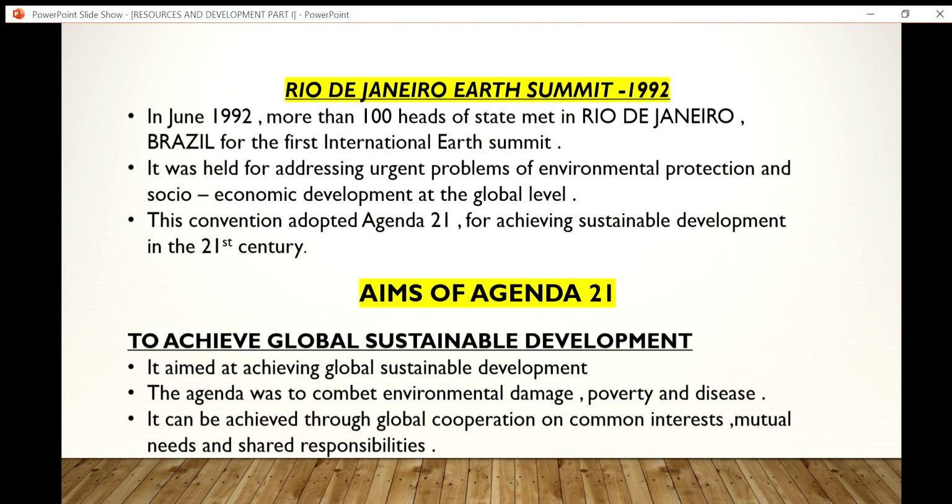So, what are the aims of Agenda 21? To achieve global sustainable development, some aims are written here. It aimed at achieving global sustainable development. The agenda was to combat environmental damage, poverty, and disease. It can be achieved through global cooperation on common interests, mutual needs, and shared development.